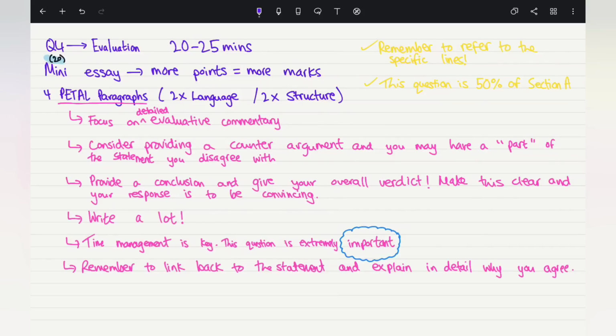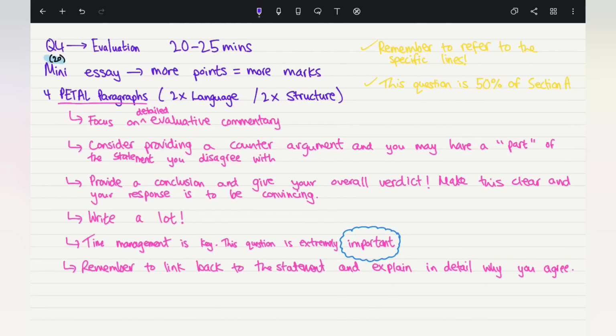And also, importantly, provide a conclusion and give your overall verdict. Make this clear, and your response will be convincing. So ultimately, when the examiner is reading your answer, they should be able to agree with what you are saying. And very important, something so simple, is to write a lot. Write a lot for this question, because it's 20 marks. The more points you make, the more marks you are likely to score.